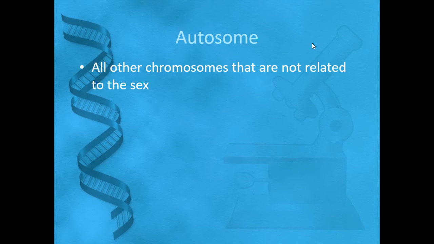An autosome is all of the chromosomes that are not related to the sex. So this would be stuff like your height or your hair color, your eye color, things like that, anything that does not have to do with the sex of the organism.